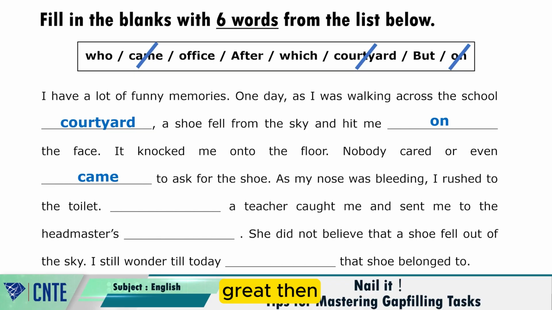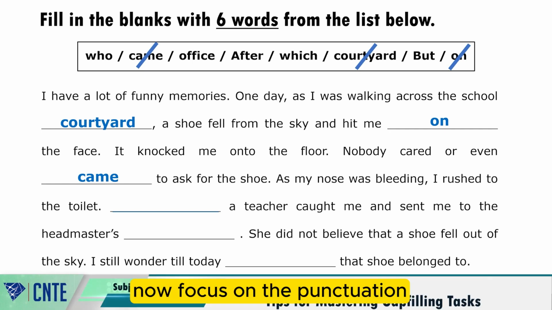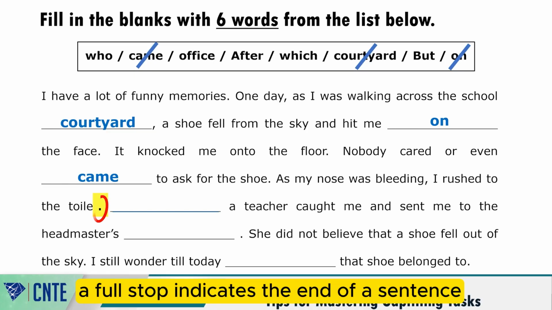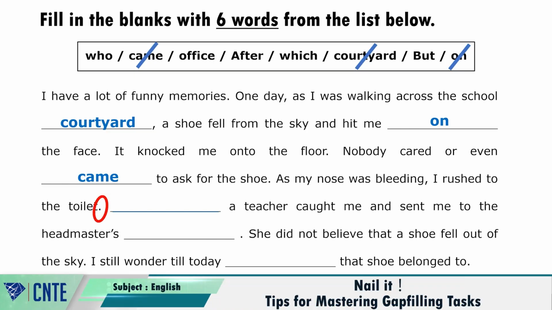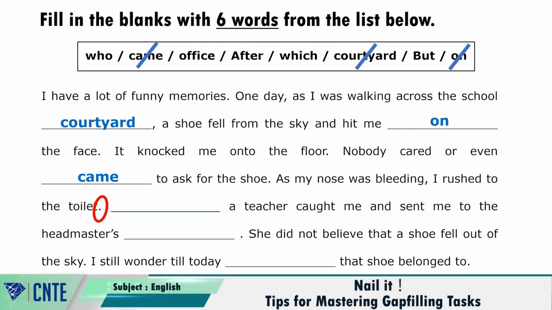Great, then. As my nose was bleeding, I rushed to the toilet, blank. Now, focus on the punctuation. You know that a full stop indicates the end of a sentence. How must we start the new sentence then?